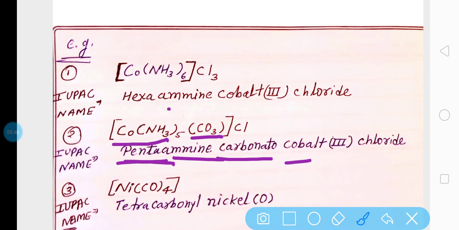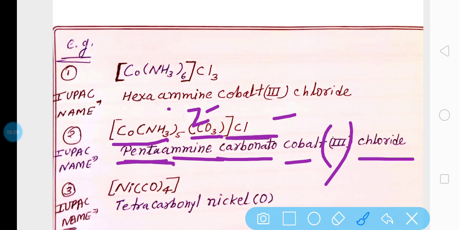Amine again neutral ligand. And carbonate bears 2 minus, chloride bears 1 minus. So total collectively 3 minus are there. That's why cobalt will have +3 oxidation state, and it is written in bracket, na? And simply thereafter name of counter ion chloride.